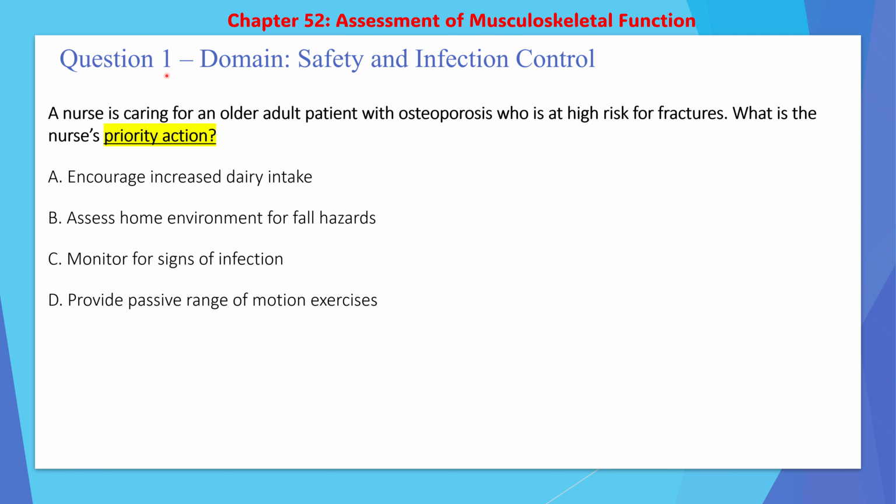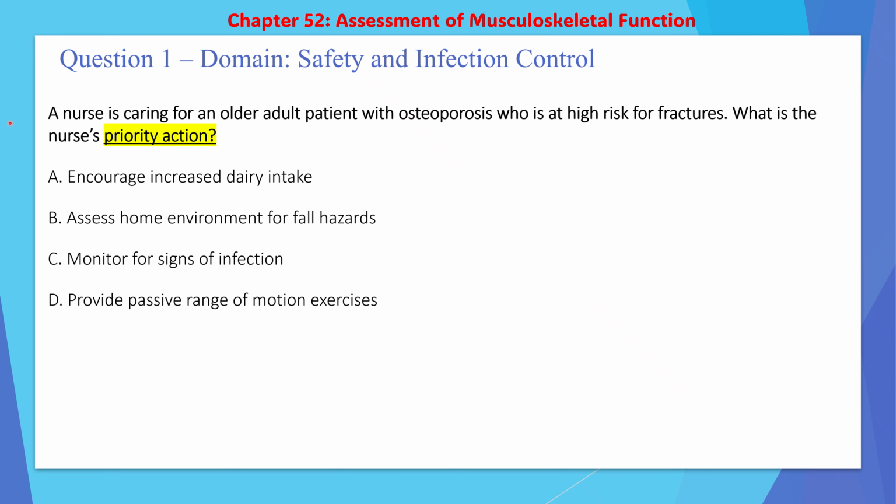Question 1, domain: safety and infection control. A nurse is caring for an older adult patient with osteoporosis who is at high risk for fracture. What is the nurse's priority action? A. Encourage increased dairy intake. B. Assess home environment for fall hazards. C. Monitor for signs of infection. D. Provide passive range of motion.